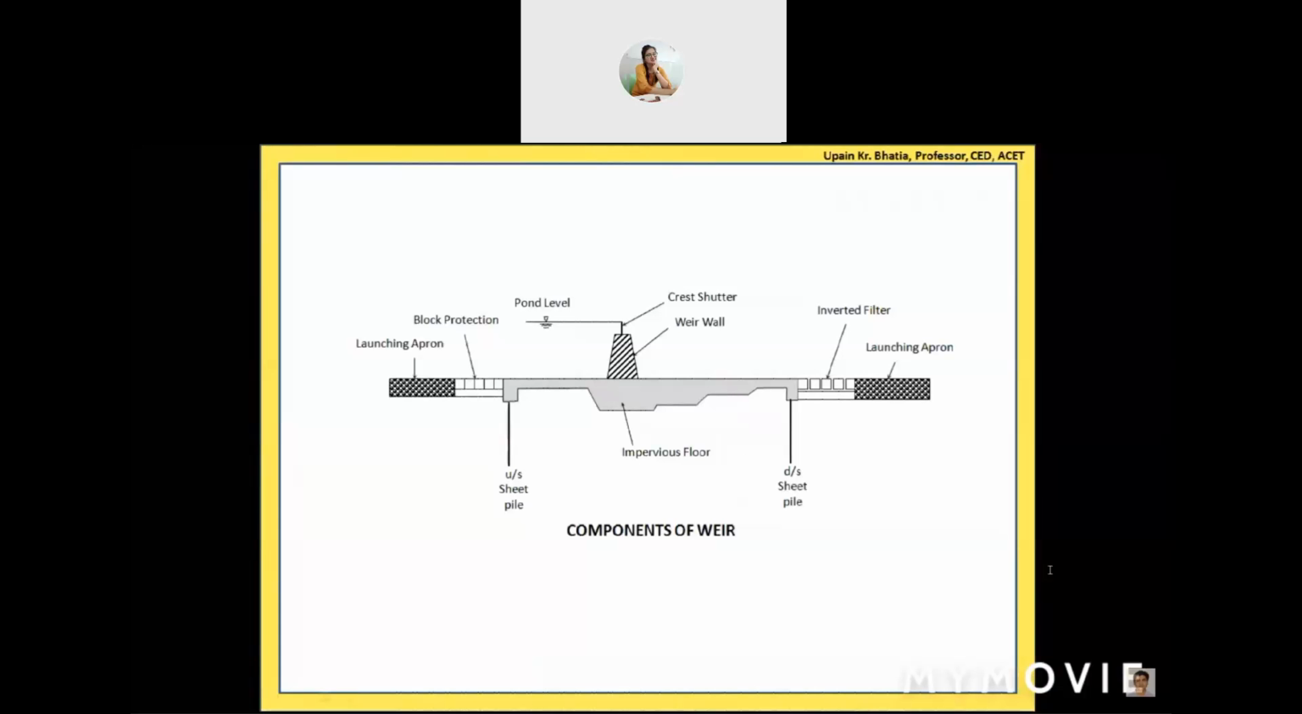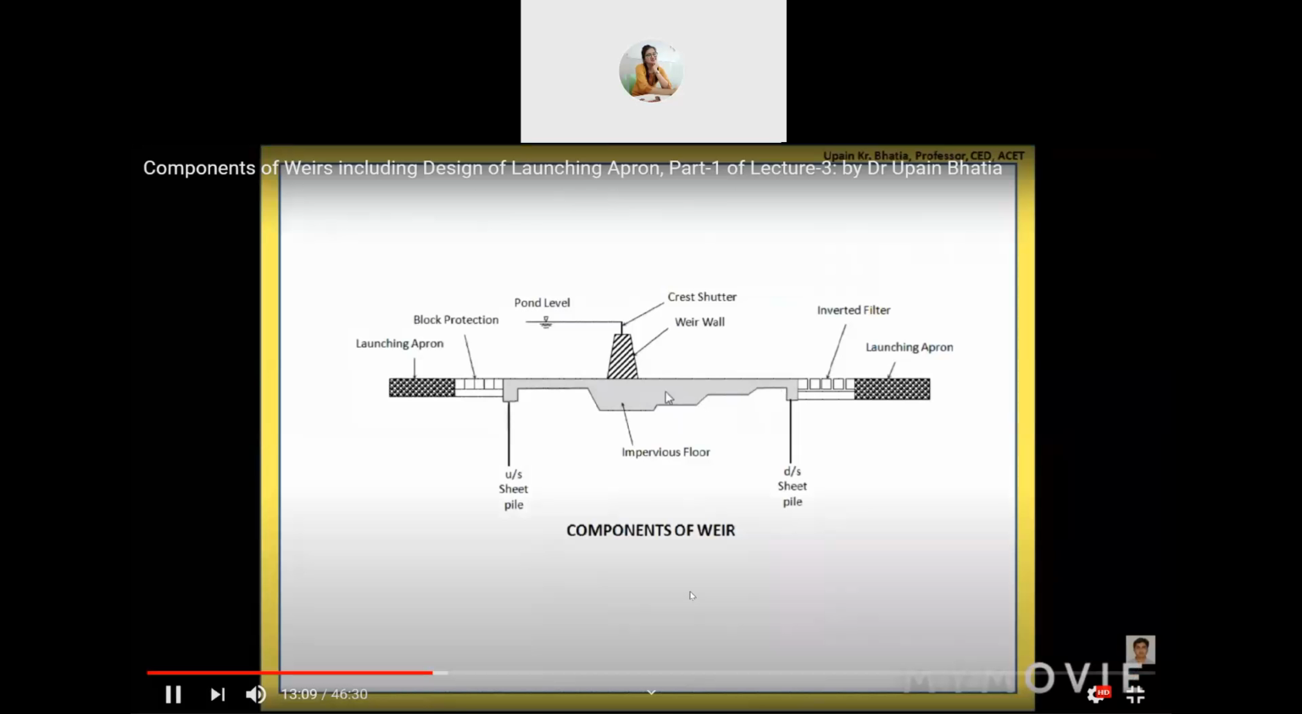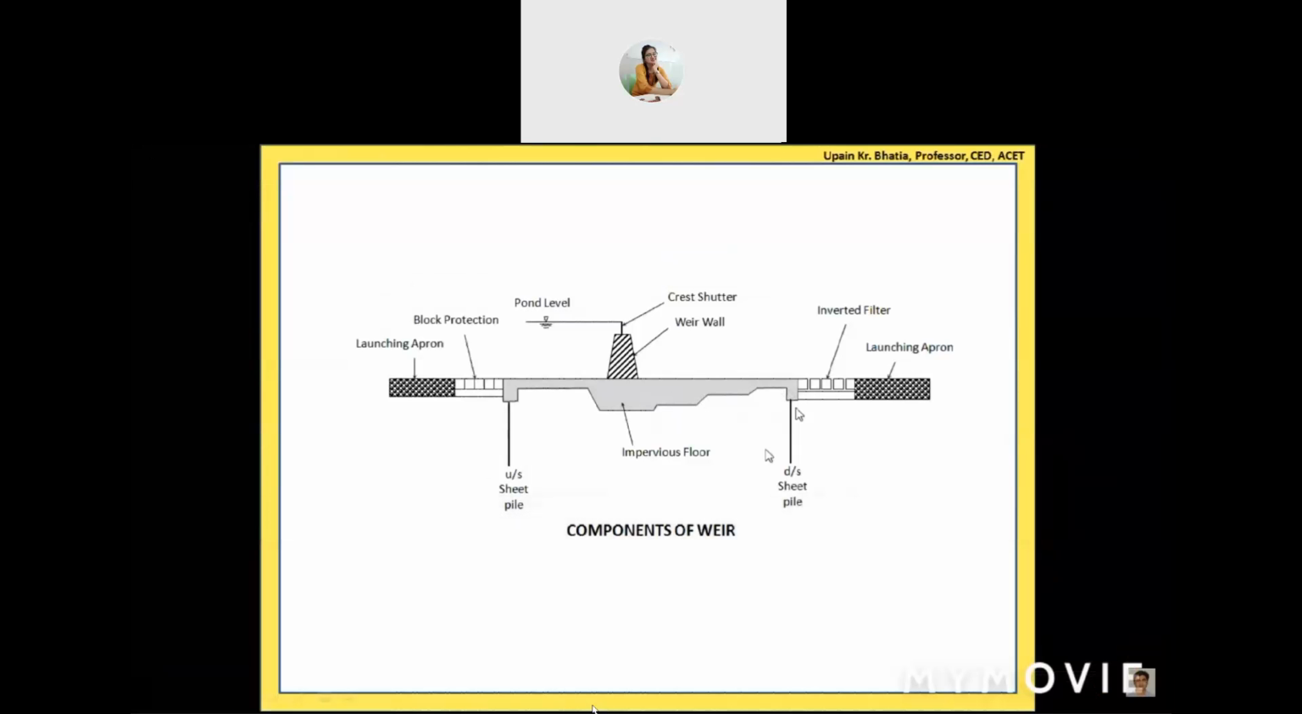So that uplift pressure tries to lift this floor up. So this floor has to resist the uplift pressure by its own weight if it is a gravity weir, or we have to provide reinforcement here, so that the uplift pressure can be resisted by the cantilever action of this beam, of this floor slab. Okay. So these sheet piles increase the length of the passage of the seeping water, thereby reducing the uplift pressure that acts on this floor.